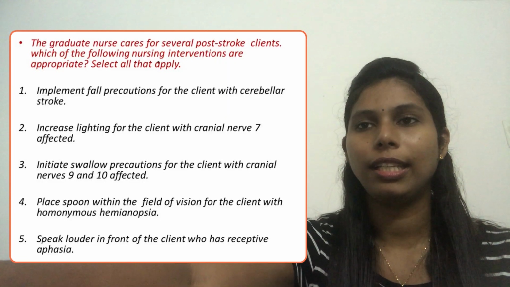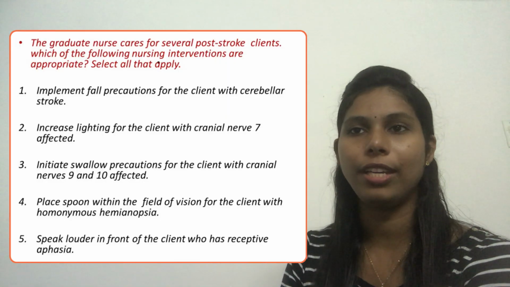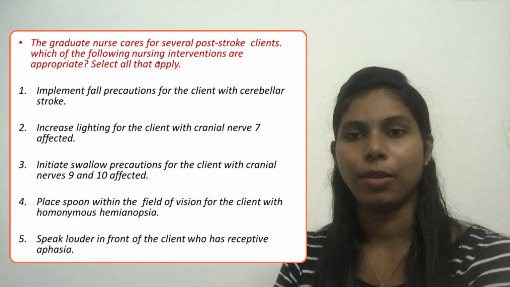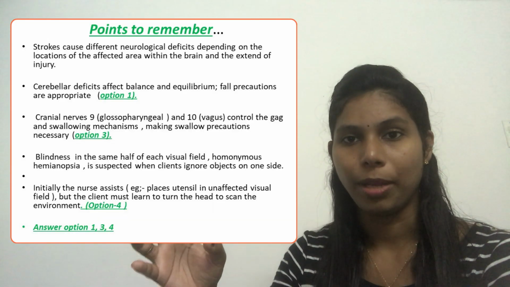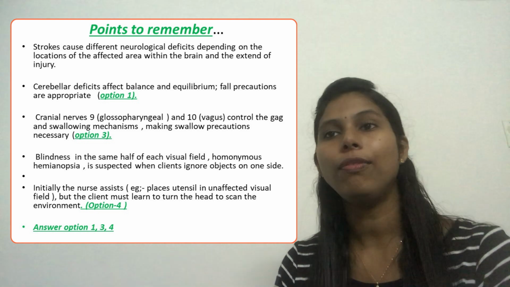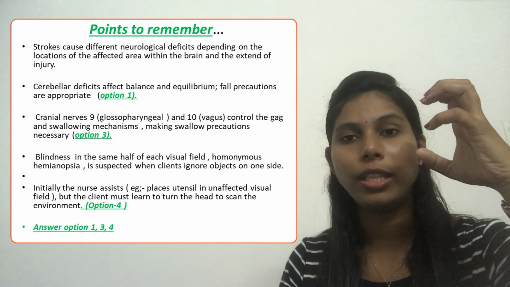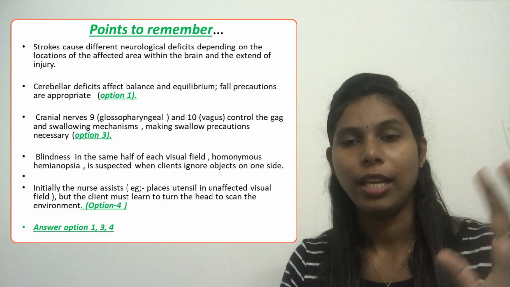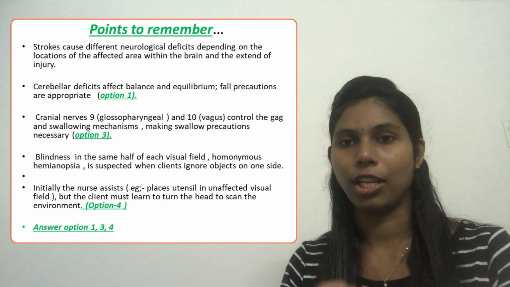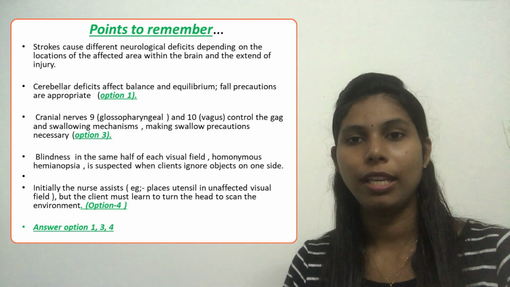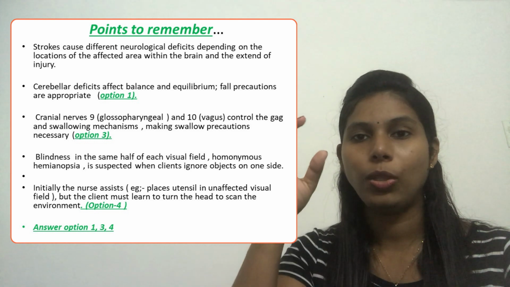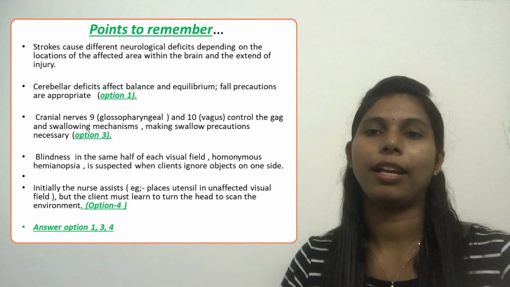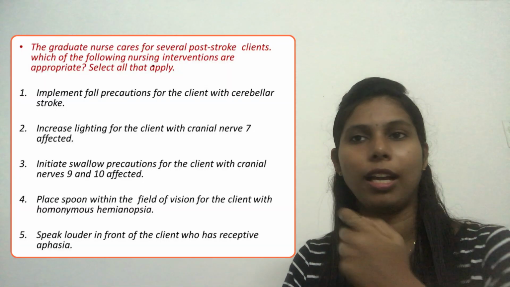So in option 1 they say implement fall precautions for the client with cerebellar stroke. This is a correct statement because we know the function of the cerebellum: balance and equilibrium, balance and coordination. If the injury affects the cerebellar area, what will happen? There will be impaired balance and equilibrium, so the chance of a fall will be high. That's why fall precautions are very essential for a client who has a stroke that affects the cerebellar area. So option 1 is a correct statement and a correct answer.